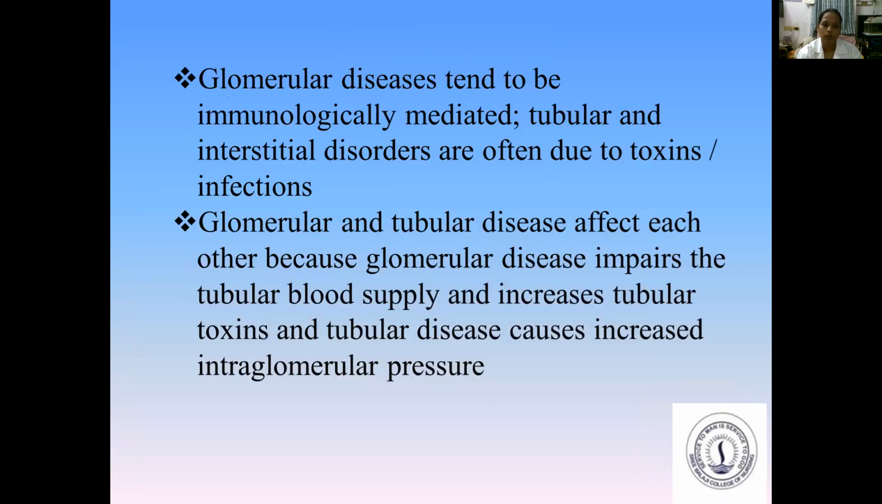So first one is glomerular disease. Glomerular diseases tend to be immunologically mediated. So tubular and interstitial disorders are often due to toxins and infections. So glomerular and tubular disease affect each other because glomerular disease impairs the tubular blood supply and increase the tubular toxins, and tubular disease causes increased intraglomerular pressure.